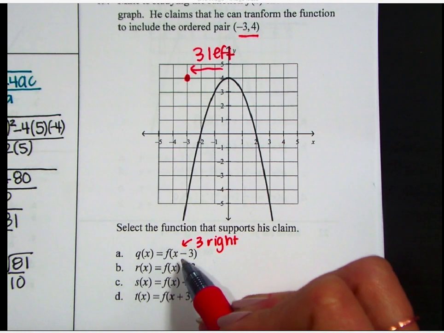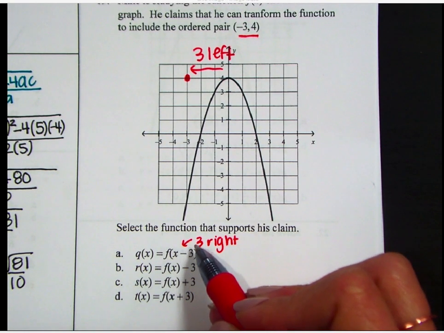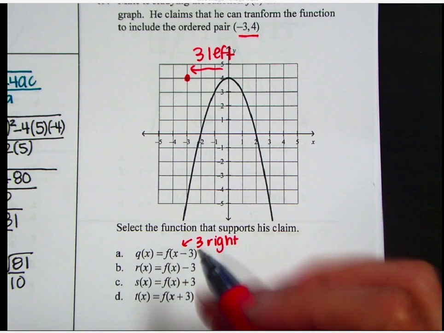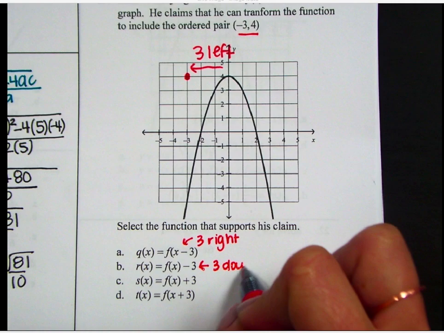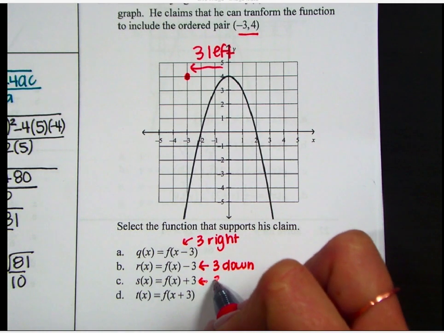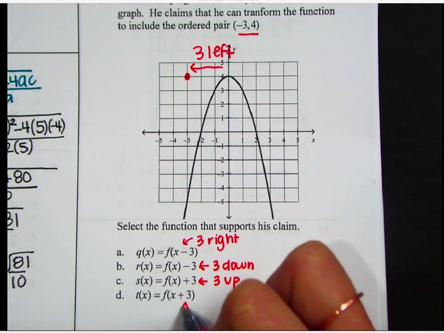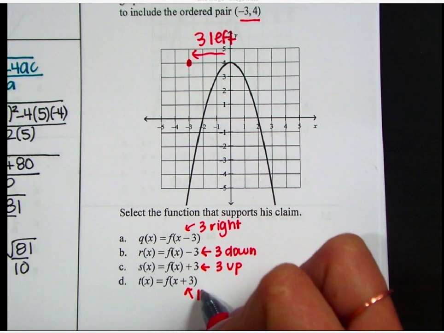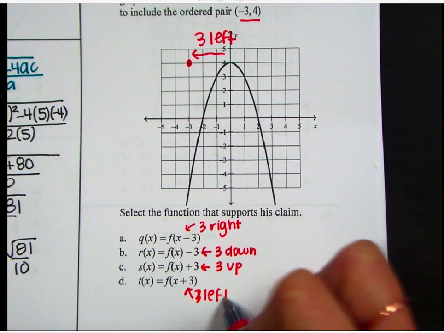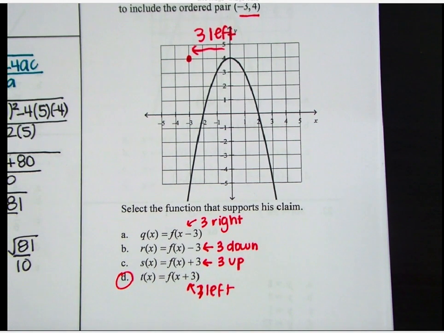So this right here means translate 3 to the right, because we always change the sign in the parentheses. So this is minus 3, so it actually means positive 3. So this means go 3 to the right. This one is translating 3 units down. This is translating 3 units up. And then here, again in parentheses, change the sign. So this actually means we're going to translate 3 to the left. So my answer is D.